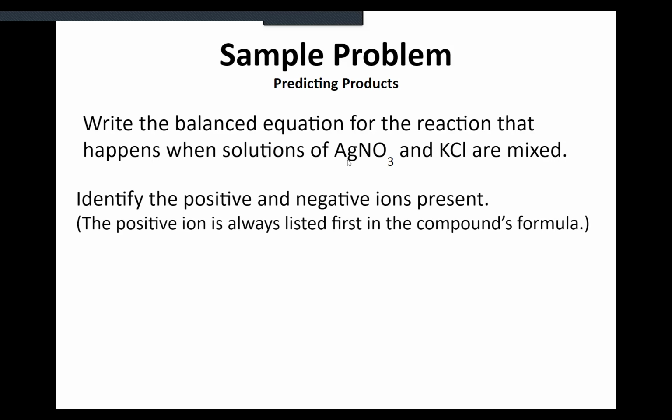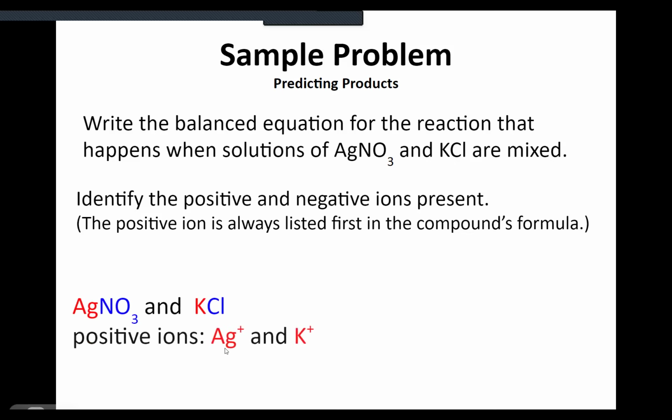That's silver ion. I know from my previous study of the periodic table that Ag is one of those special elements in the transition metal block that has a stable charge. And of course, I memorized it back in first semester. It's a +1 charge. The other compound has K listed as the first element. Potassium, that's in column 1, and I know that elements in column 1 take a +1 charge. So our positive ions are Ag+1 and K+1.